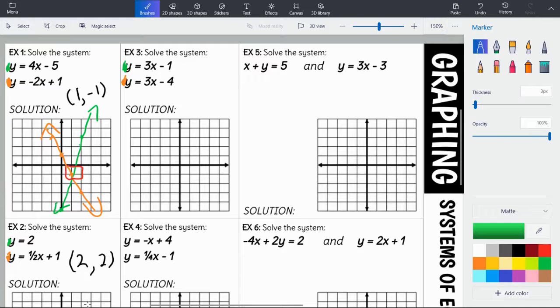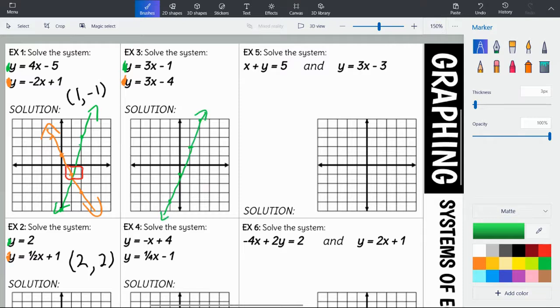We have 3x minus 1, so we go down 1 right there. Then we'll go up 3 over 1, or down 3, left 1. It's always good to make multiple points. You can put another one up here if we want.